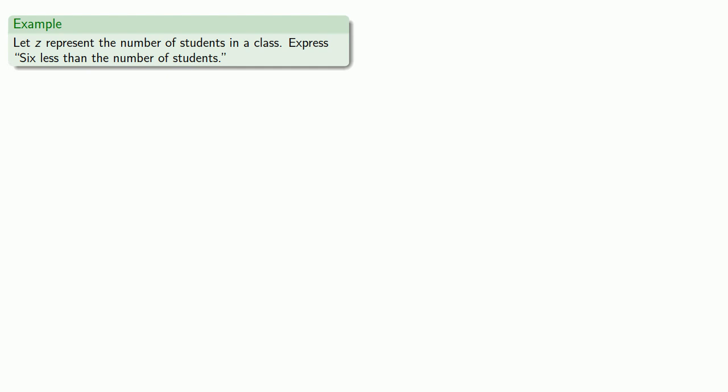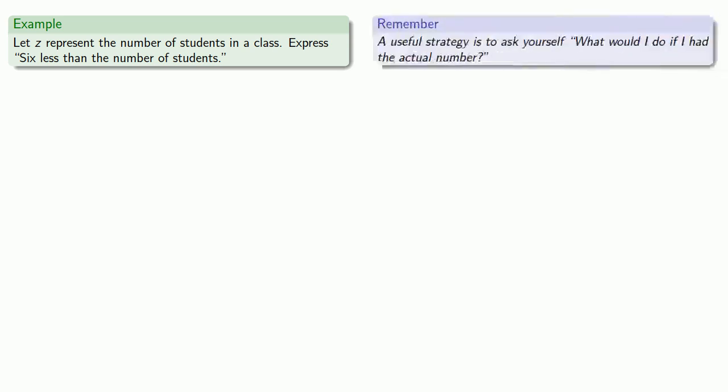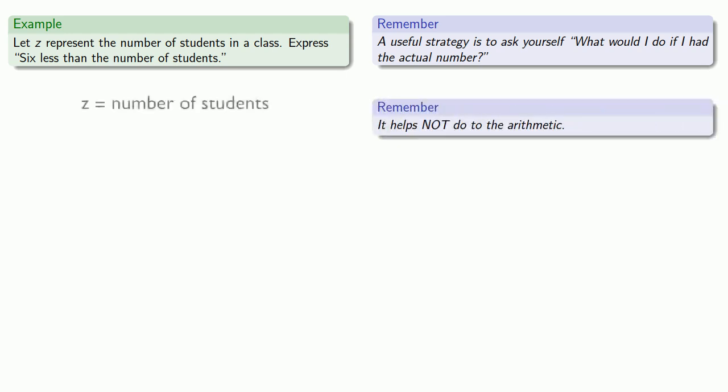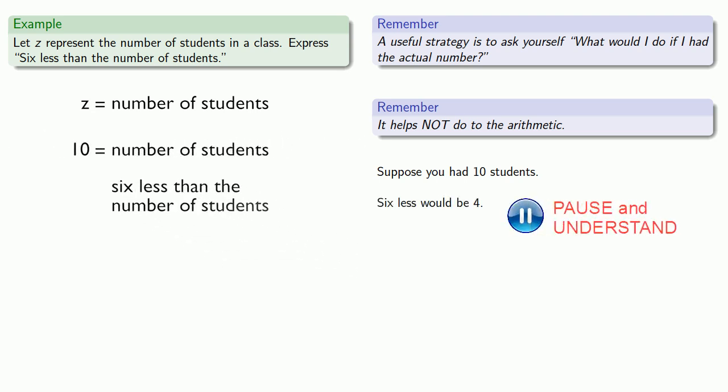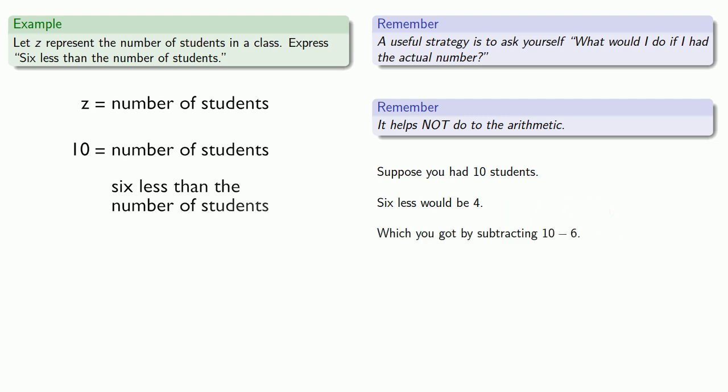Or again, let Z represent the number of students in a class. Let's express 6 less than the number of students. So again, a useful strategy is to ask yourself, what would I do if I had the actual number? And again, it helps not to do the arithmetic. So suppose you had 10 students. 6 less would be 4, which you got by subtracting 10 minus 6.